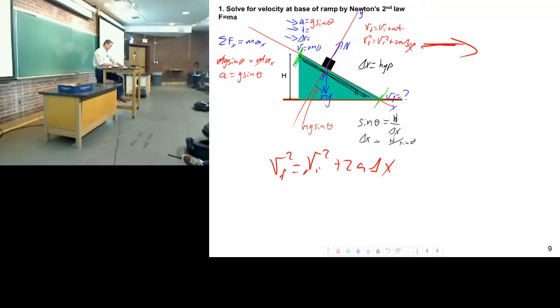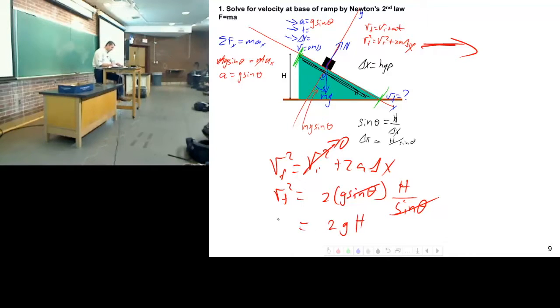Let's plug it in. This is nicely zero, which makes it nice. So v final squared equals what? 2 times a, which is g sine theta, multiplied by delta x, which is h divided by sine theta. Look at that. It goes away nicely. Sine theta, I don't even have to do any numbers. I get 2gh equals v final squared. Square root that, and I get 2gh square rooted. That's the final velocity.